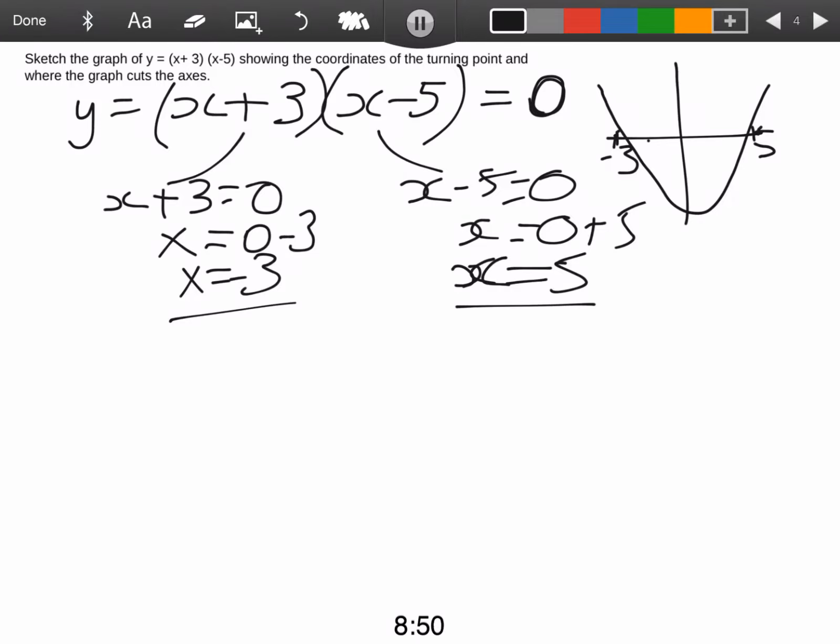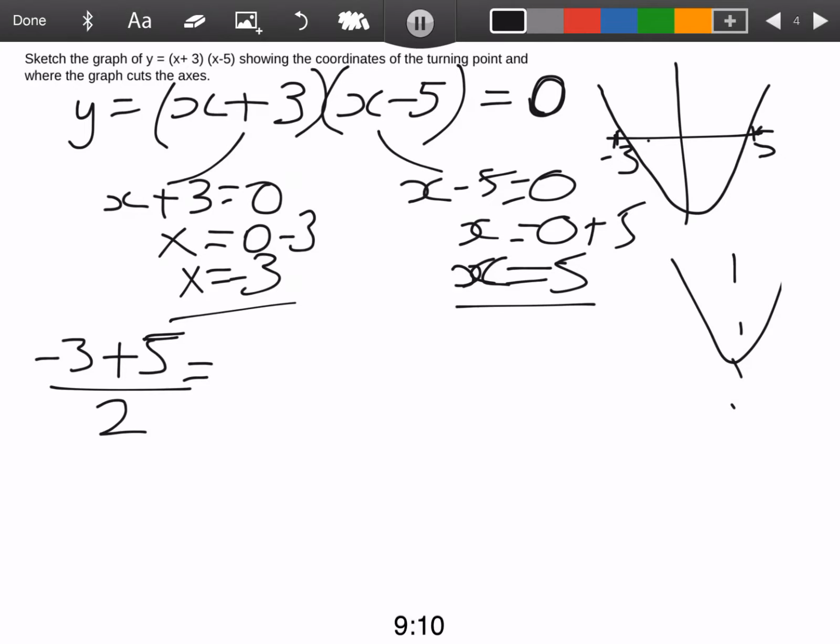We need to also find the turning point. The turning point, remember, is right in the middle of the roots, -3 and 5. How do you find halfway between -3 and 5? The easiest way is to add the two numbers together and half it. -3 add on 5 is 2. Half of 2 is 1. That means the number 1 is bang in the middle of the two roots, bang in the middle of -3 and 5.